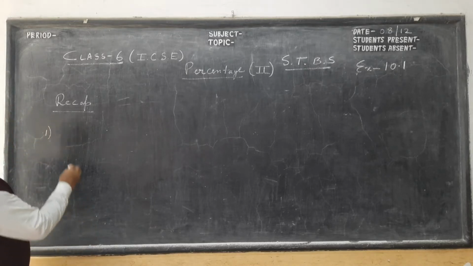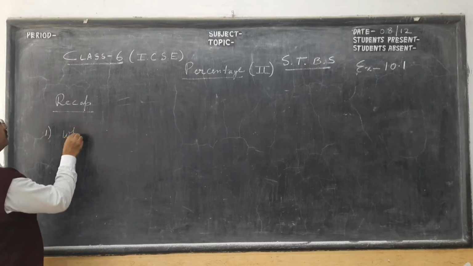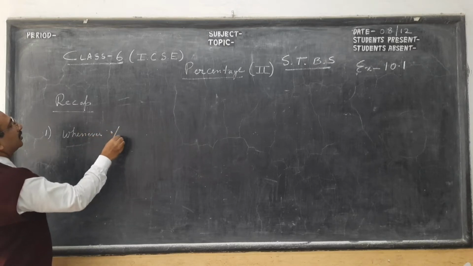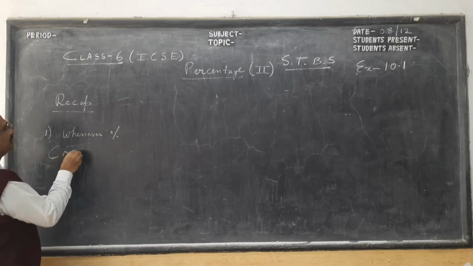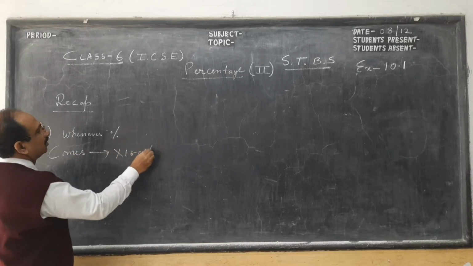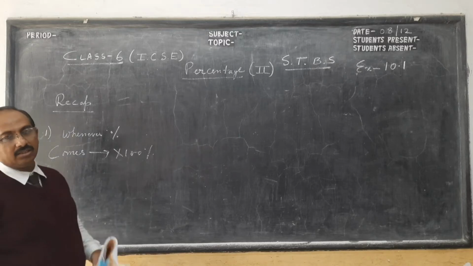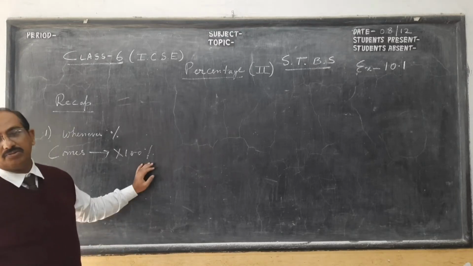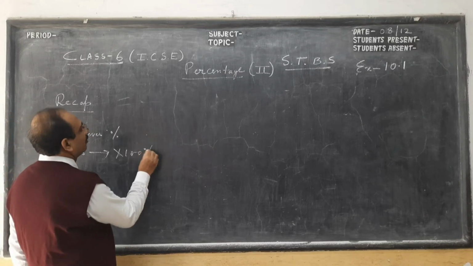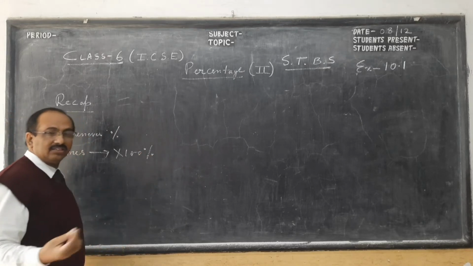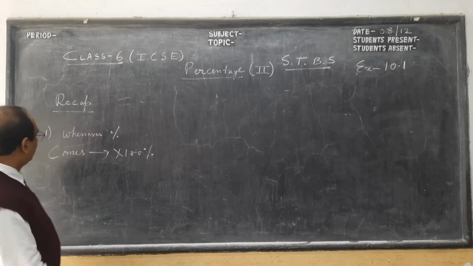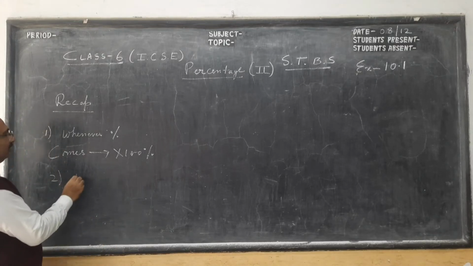So number 1 is, whenever percentage comes, it comes with into 100%. As I told you, 100 and percent are good friends, so they come together. Sometimes if we have two very good friends, we try to go together to play, to eat and all.